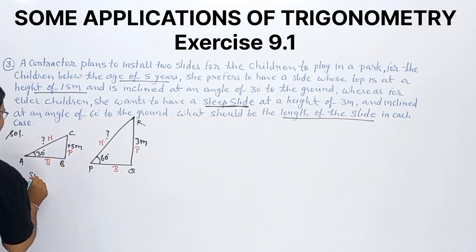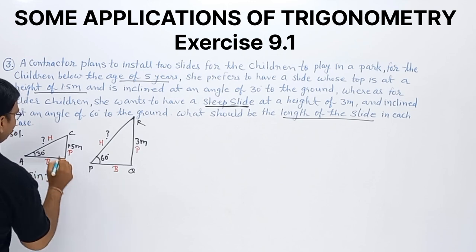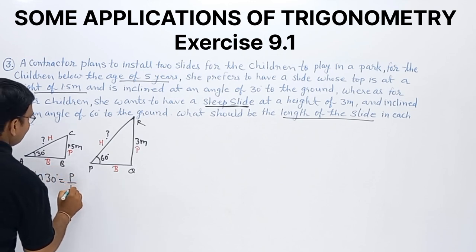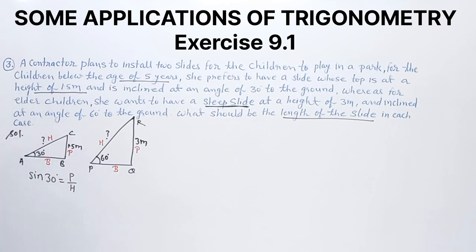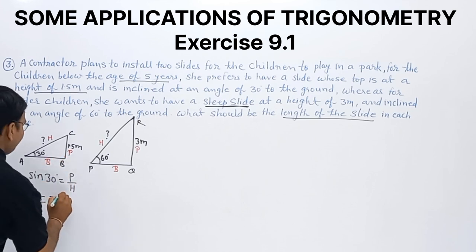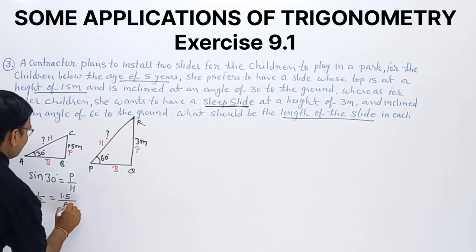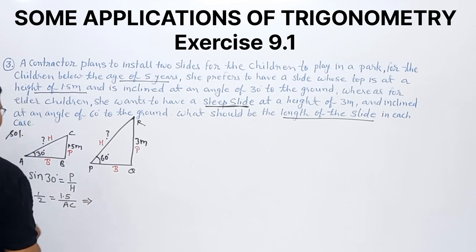So we use sine. Sine 30 degree will be what? Perpendicular upon hypotenuse. Yes or no? Sine 30 value will be 1 by 2. And the perpendicular is 1.5 meter, and the hypotenuse is AC. So finally what we can say?